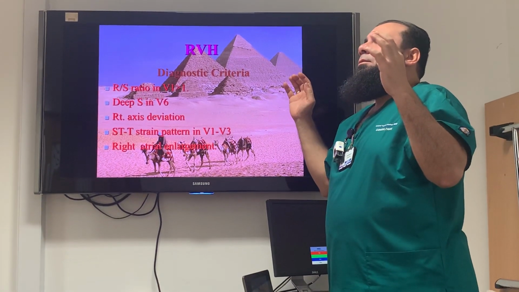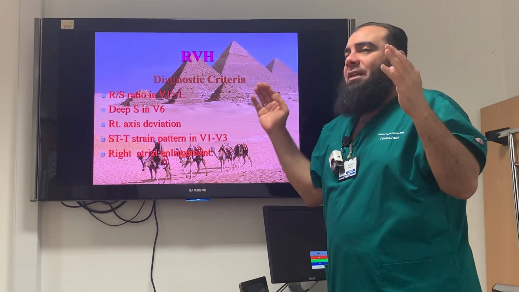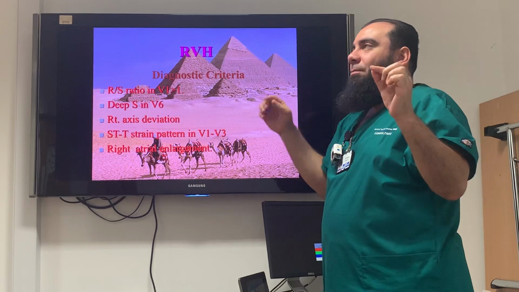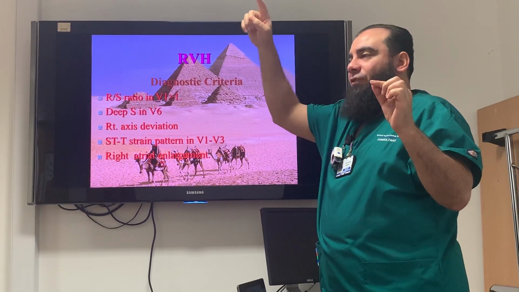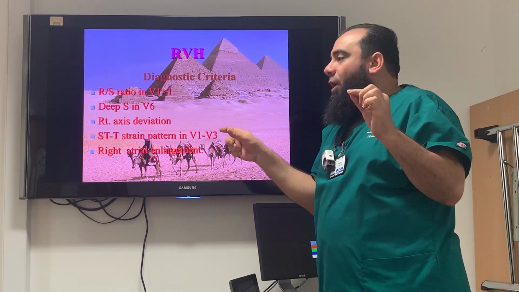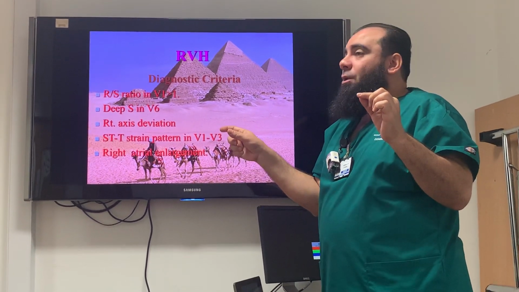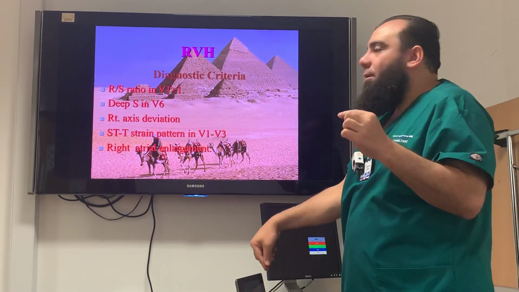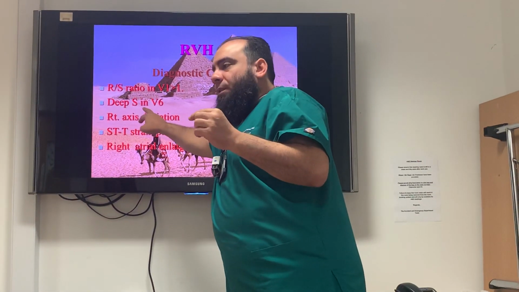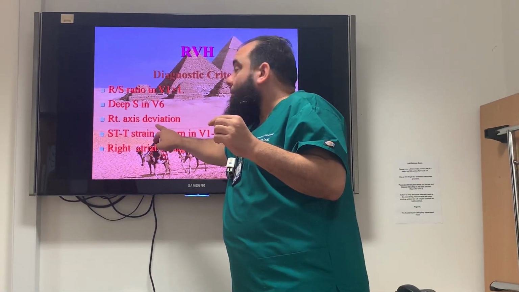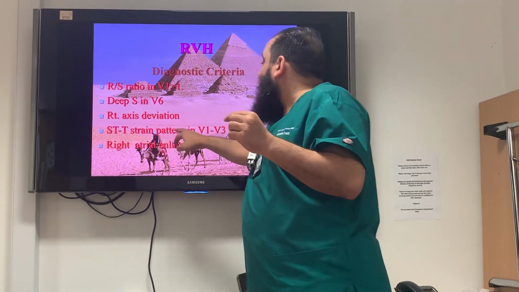V6 is the left ventricle. Let me review it again: Q is the septum, R is the left ventricle, S is the right ventricle, which is wide in right bundle branch block. So it would be deep here, sorry, because it's negative. So a deep S wave in V6. Right axis deviation, yes. ST segment strain pattern in V1 to V3.